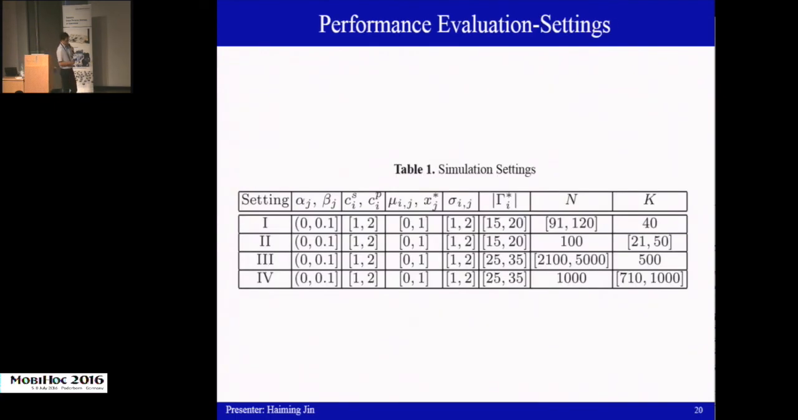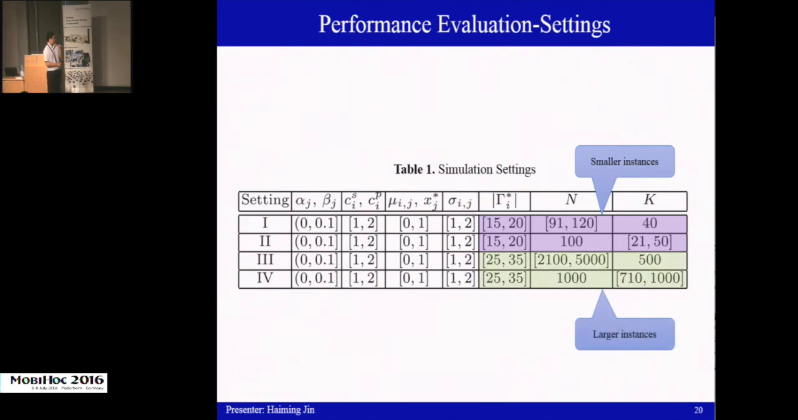So we consider 4 simulation settings in this work. Several of the parameters are chosen uniformly at random from the intervals given in Table 1. Settings 1 and 2 are smaller instances with smaller numbers of tasks and workers, where in setting 1 we fix the number of tasks and vary the number of workers, and in setting 2 we fix the number of workers and vary the number of tasks. In contrast, settings 3 and 4 are 2 instances with larger numbers of workers and tasks.